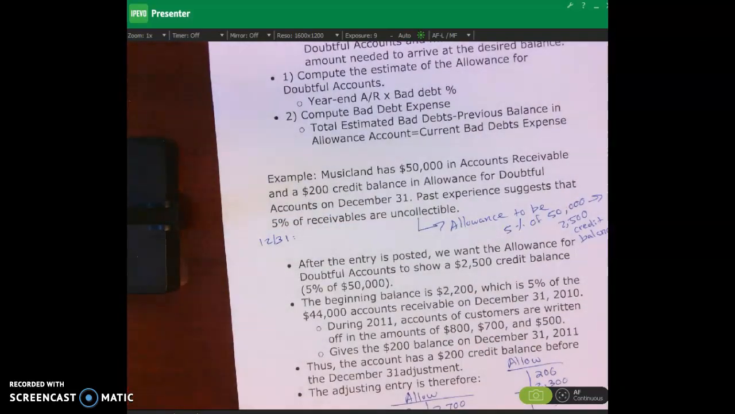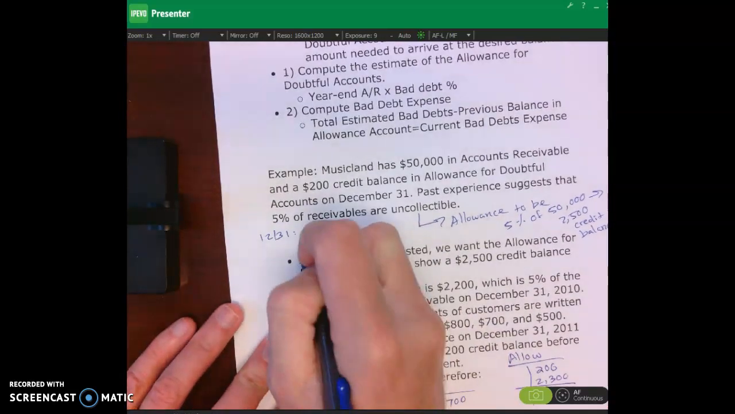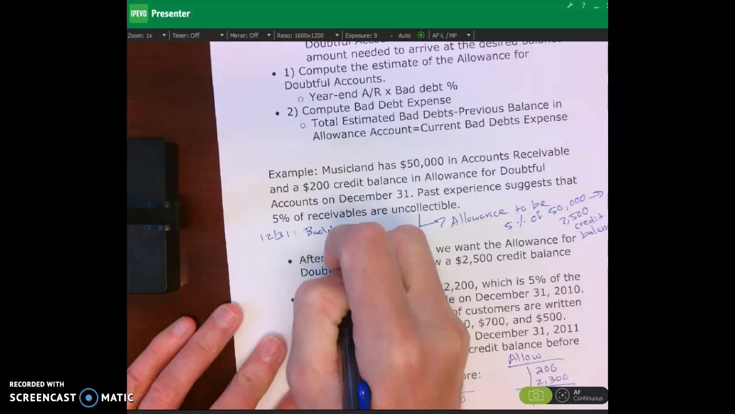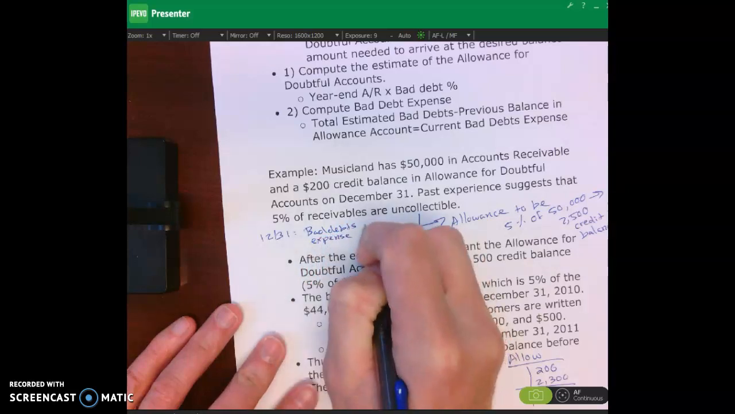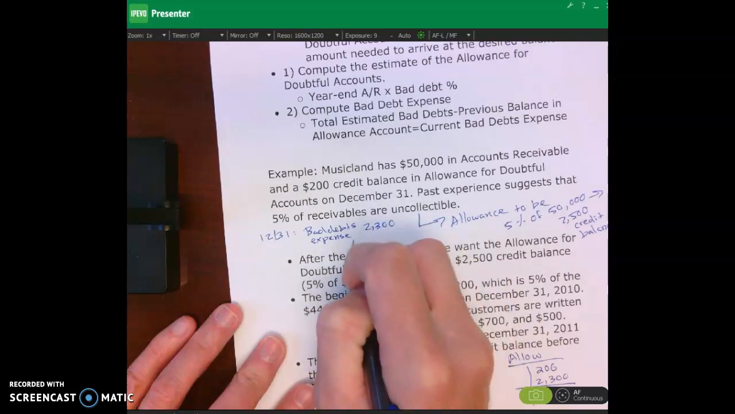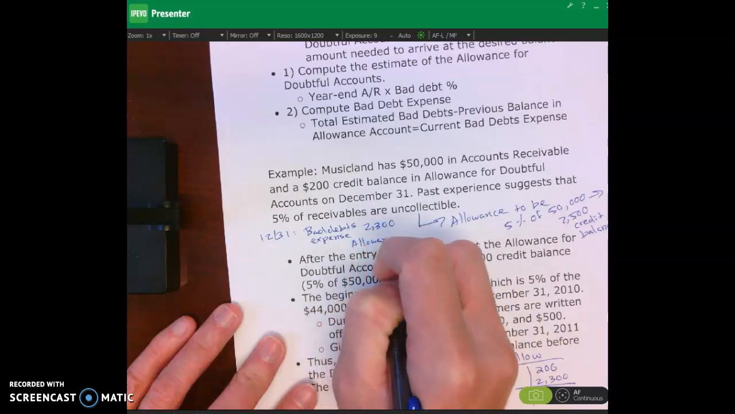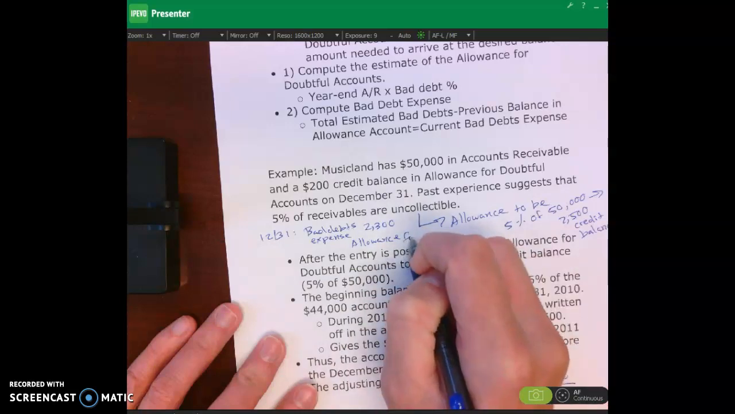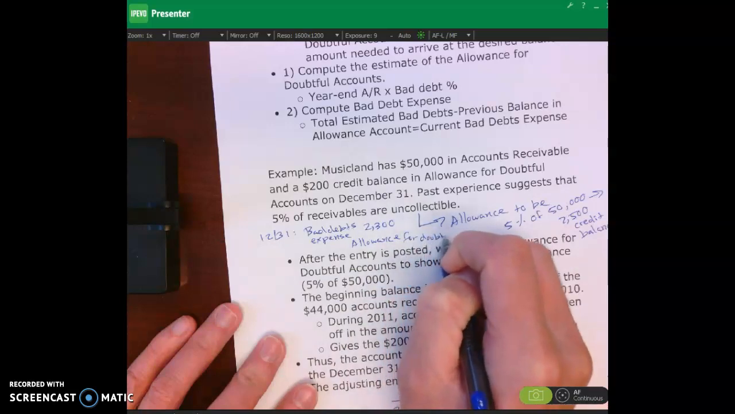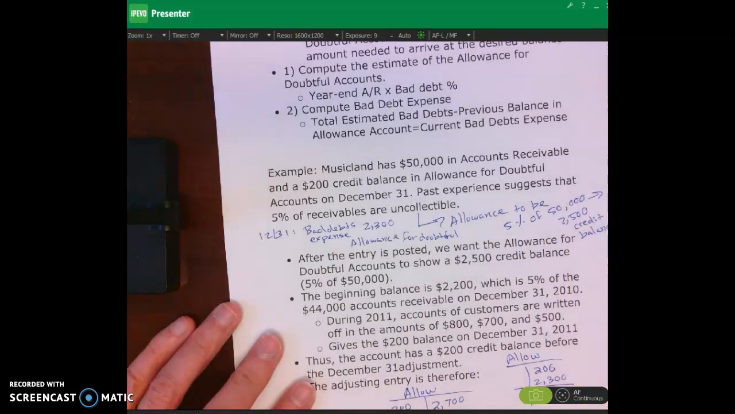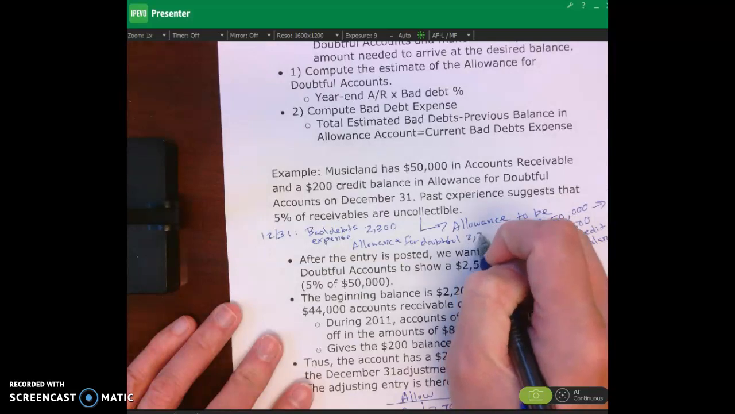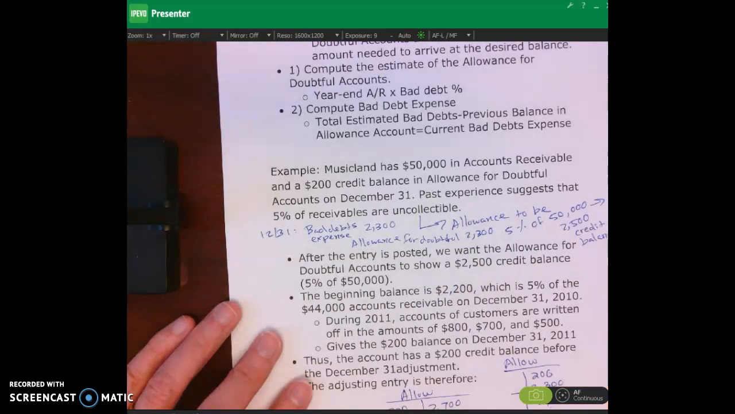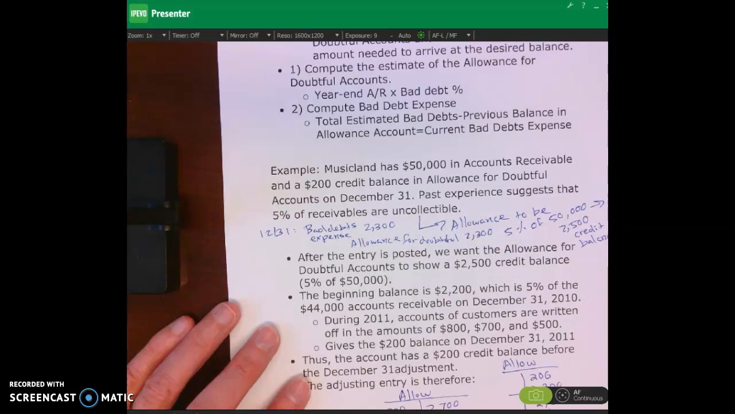We would come over here and we would debit bad debts expense for $2,300, and then we would credit the allowance for doubtful, and I'm running out of room, so I'm just going to say allowance for doubtful, but remember the whole name is allowance for doubtful accounts, for $2,300. So debit bad debts expense, credit the allowance for doubtful accounts for $2,300.